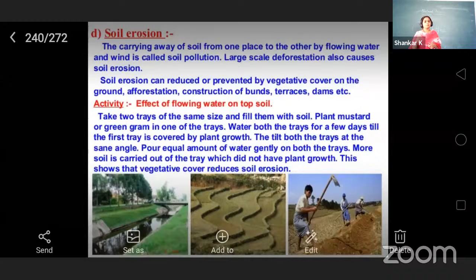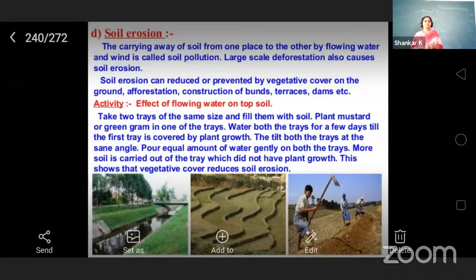The upper part of the soil is the fertile part, which has more fertilization. That soil will be flowed away in the water when there is heavy rain. So the carrying away of soil from one place to another by flowing water and wind is called soil erosion. Large scale deforestation also causes soil erosion.